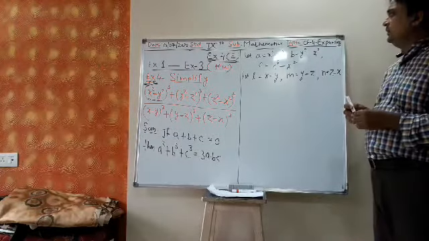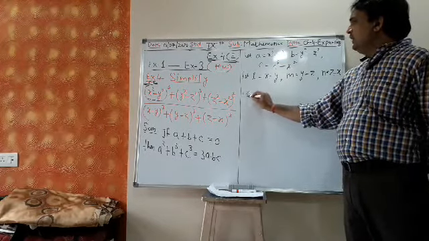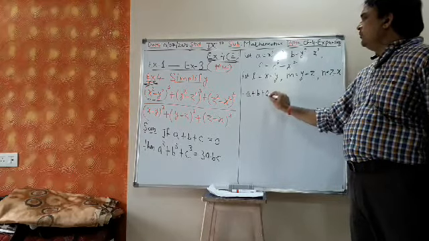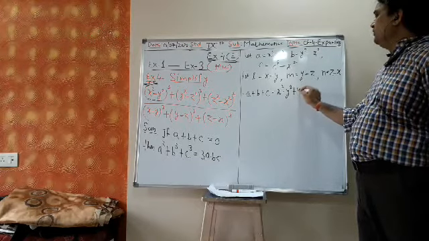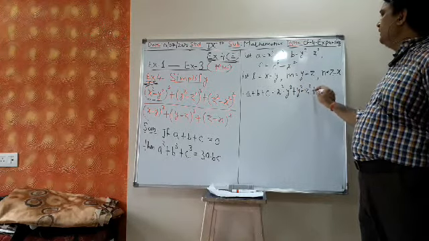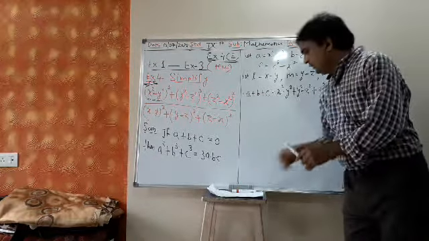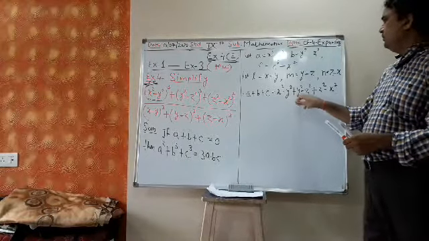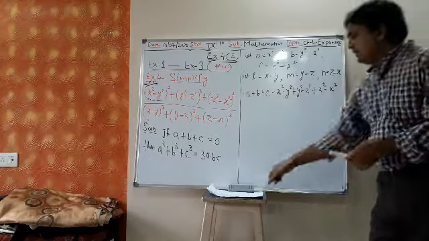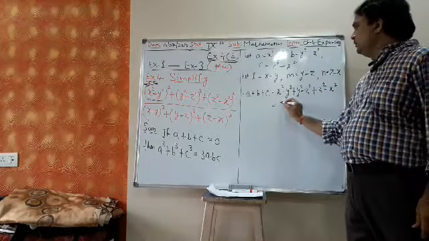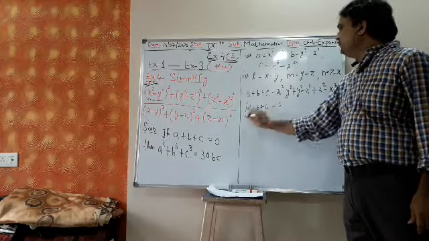This is important. Now I will check whether a plus b plus c is 0 or not. So a plus b plus c is x square minus y square plus y square minus z square plus z square minus x square. Minus y square plus y square get cancelled, minus z square plus z square get cancelled, x square minus x square get cancelled. So this is 0. a plus b plus c is 0.